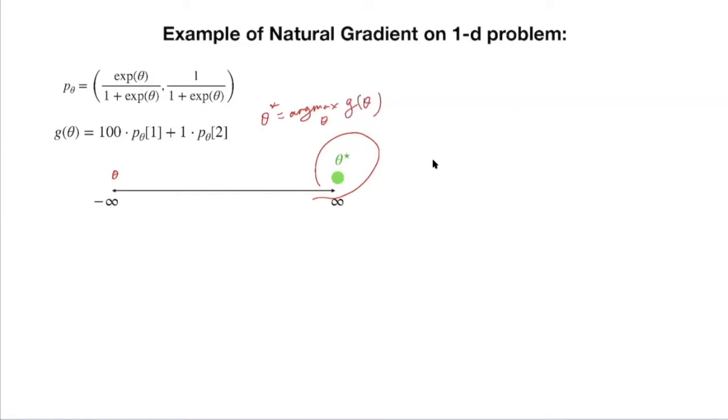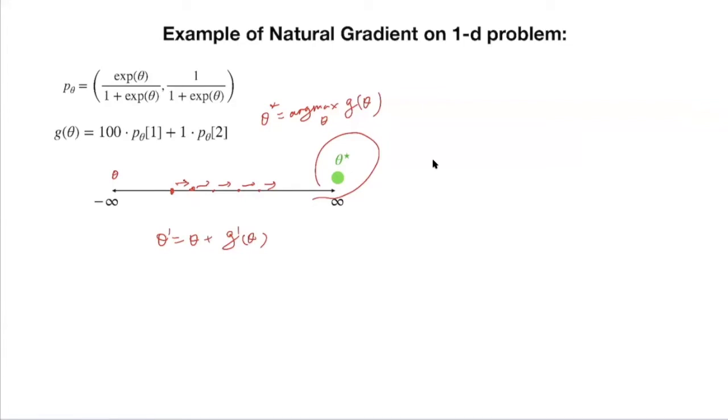One potential way to optimize this function is to do gradient ascent. If you're here, we just take a small step here, a small step everywhere, and it's going to take us forever to get to the positive infinity side. Gradient descent says just do a small step every time step, so we are being very conservative. It eventually will get there, but it's going to take forever.